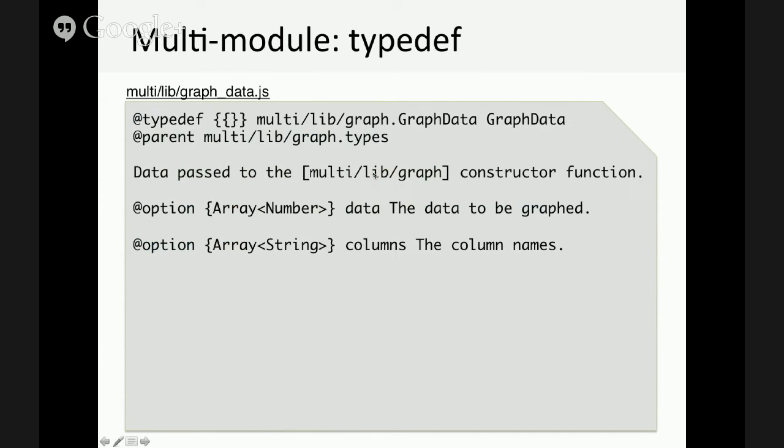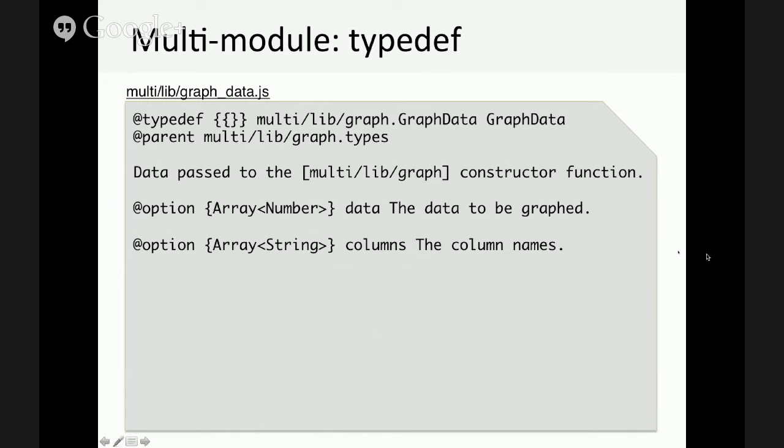Type group, and I might have a Typedef. This should actually be called graphdata.markdown, because these are almost always in markdown files because these structures don't exist. They're like saying, hey, you need to provide me an object that has an array of numbers called data, and an array of strings called columns. So you create a typedef that way.